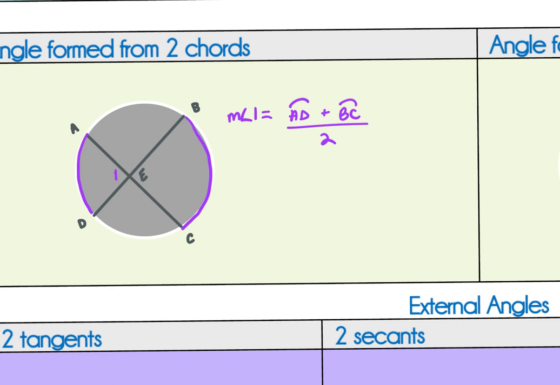So if I put a 2 next to that 1, that angle would be equal to the arc it intercepts, which is AB, plus the arc its vertical angle intercepts, which is DC, divided by 2. Does it matter which one goes first? No.